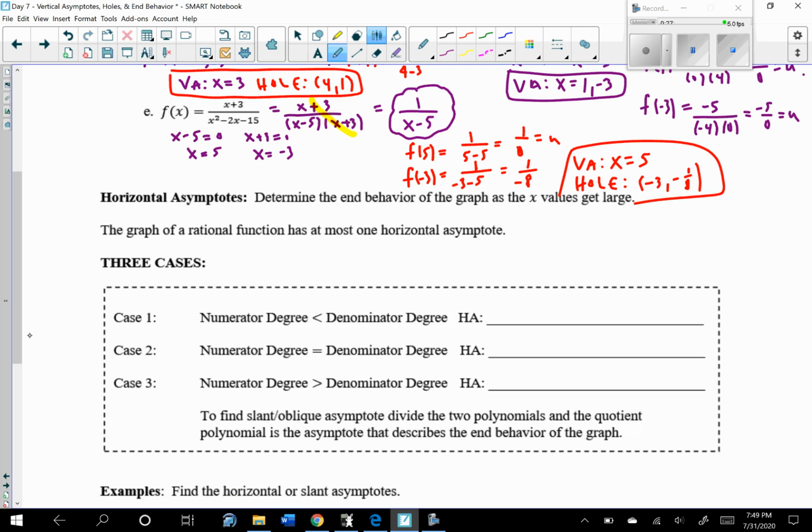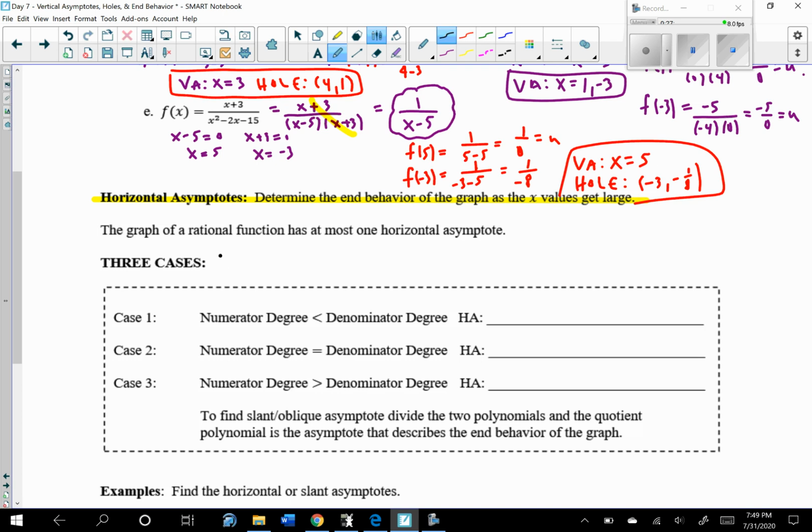Next, we're talking about horizontal asymptotes. Horizontal asymptotes describe the end behavior of the graph as the x values get large in both the positive and the negative direction. The graph of a rational function has at most one horizontal asymptote. When we're looking at these, we want to always look at these in standard form.